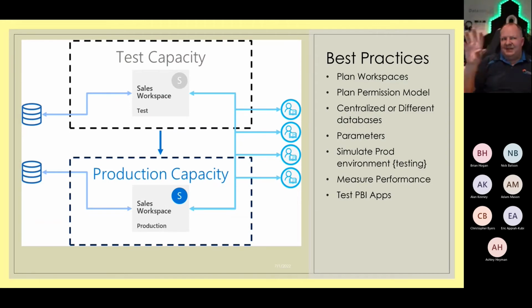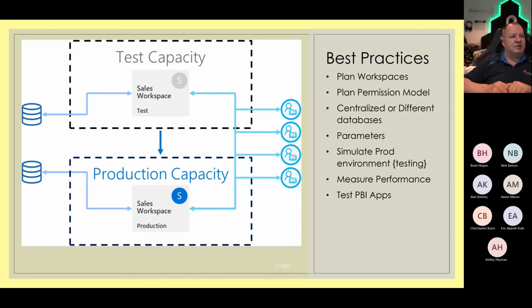We're not going to go heavy on this, but some best practices you might want to be aware of are planning out your workspaces. So how do we plan out these different development, test, and production workspaces? Are we going to use a centralized database or different databases for each of those environments? So again, making sure that we understand the source of our data as well. Will we be using parameters? If so, how do we deploy those and make sure we manage those between those environments?